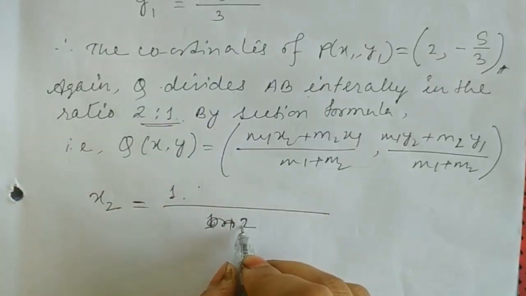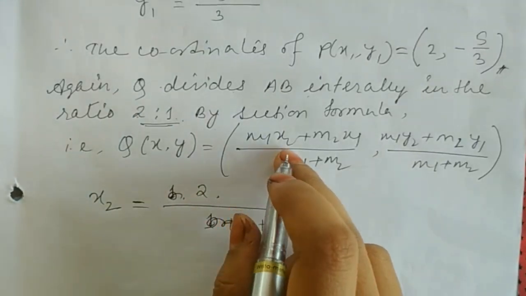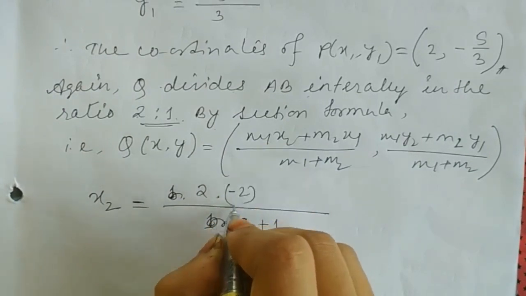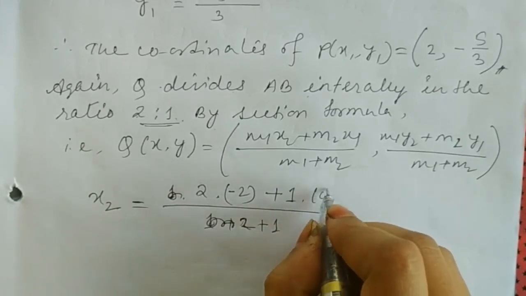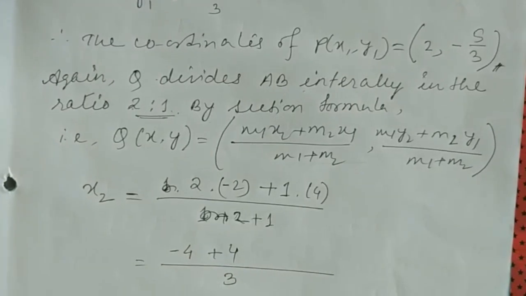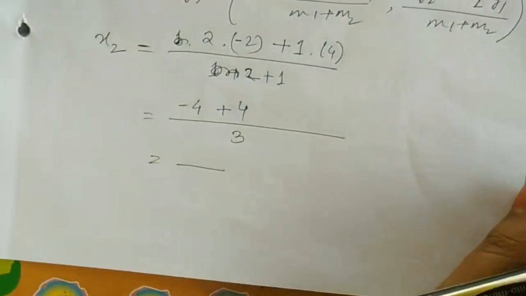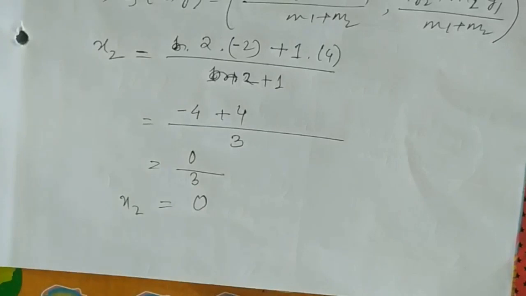So 2 plus 1, that means 2 into x2, again x2 is minus 2, m2 is 1 and x1 is 4. So 2 plus 1 is 3, 2 times minus 2 is minus 4 plus 4, that is minus 4 plus 4, what? 0 obviously. So 0 by 3 equals how much? 0. So x2 equals 0.